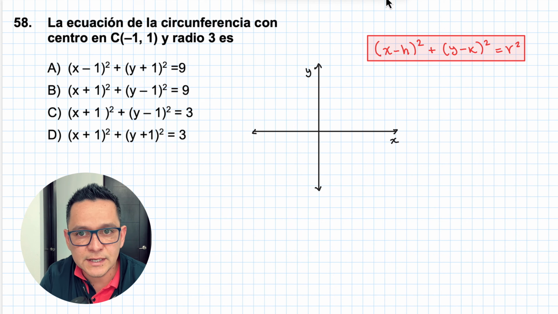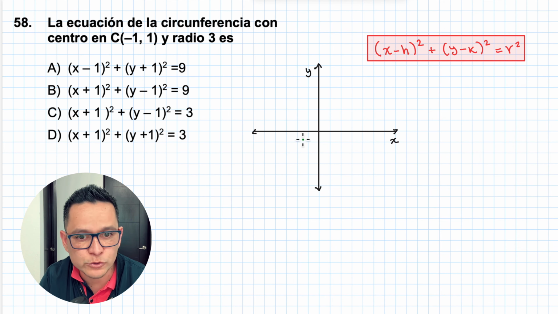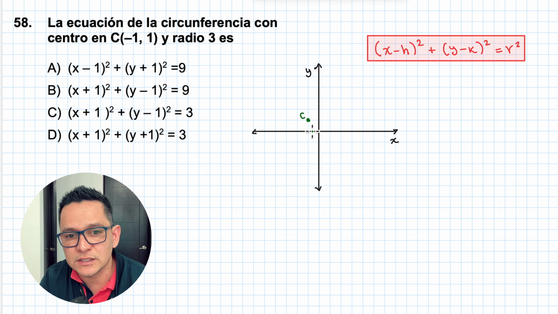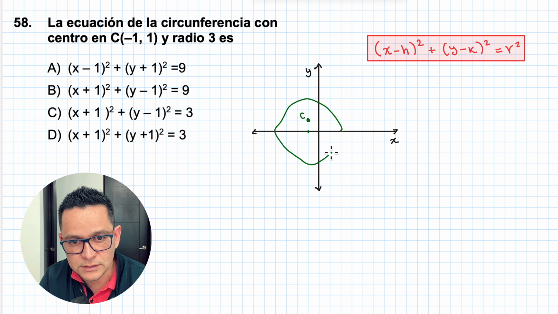Okay, in this case, we have a point that's at -1, 1. Here, right? Here will be the center. And we also know that the radius is 3, so it would be 1, 2, 3. So it has to go through here up to here, right? Let's see if it turns out nice this time.